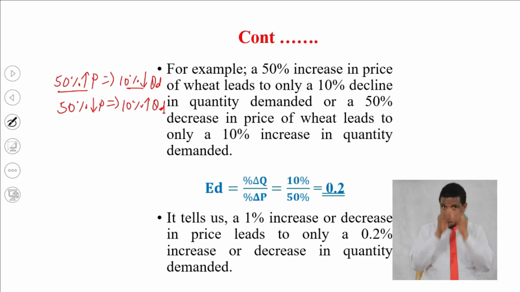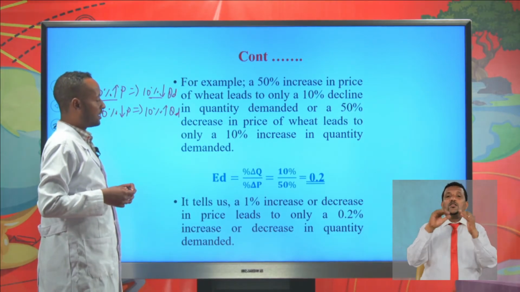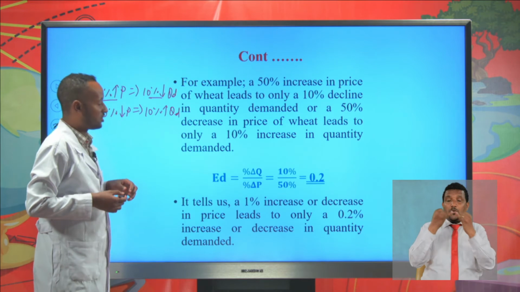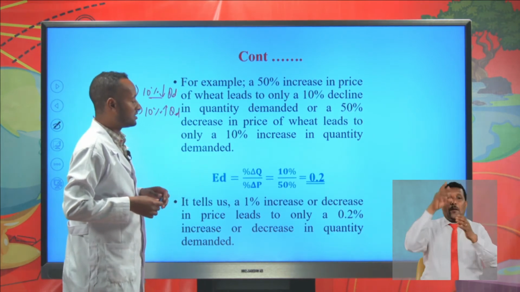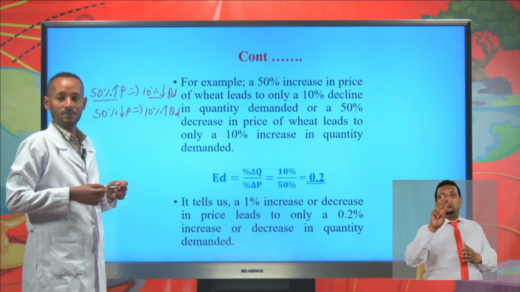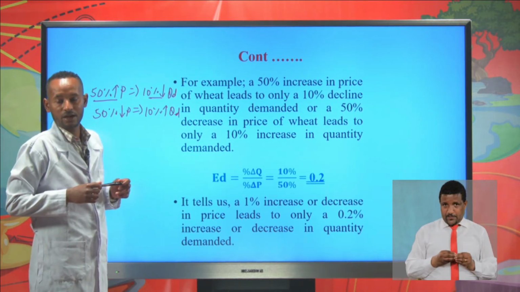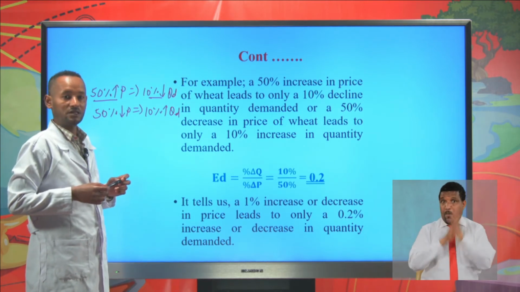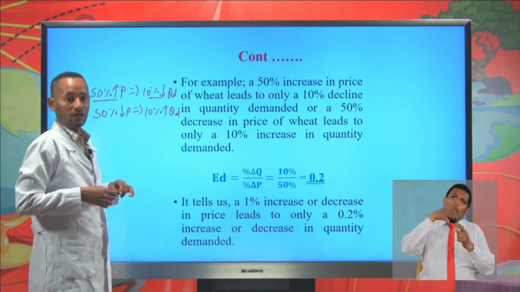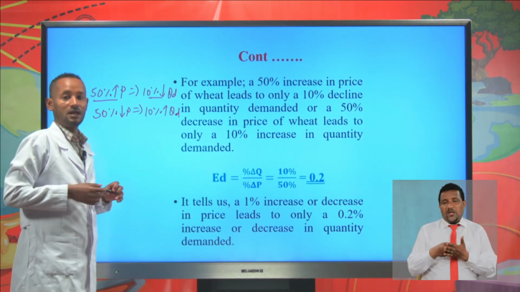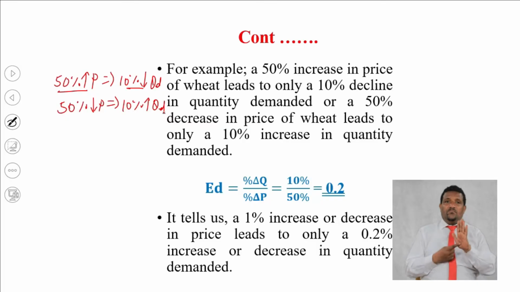Mathematically, the price elasticity of demand is calculated by dividing the percentage change in quantity demanded by the percentage change in price. From this information, the percentage change in quantity demanded is 10% and the percentage change in price is 50%, and this is 0.2. This tells us that, after calculating the price elasticity of demand, if you get a value that lies between 0 and 1, then the buyer is said to be inelastic, indicating that he is less sensitive or less responsive to changes in price, or simply careless to changes in price.